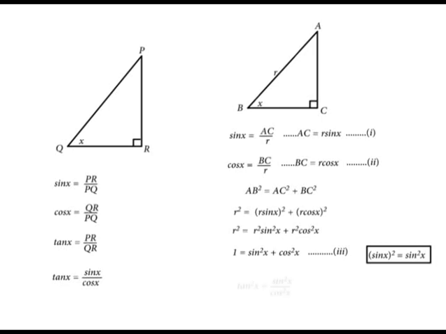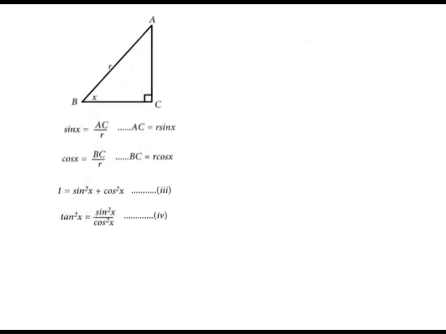It is also true that tan squared X is equal to sin squared X over cos squared X, and we call that equation 4. Now rearranging equation 3, we can have sin squared X is equal to 1 minus cos squared X. If we substitute that into equation 4, we shall have tan squared X is equal to (1 minus cos squared X) over cos squared X.